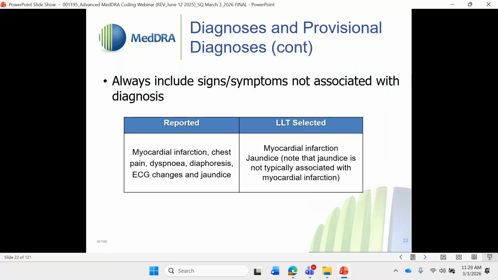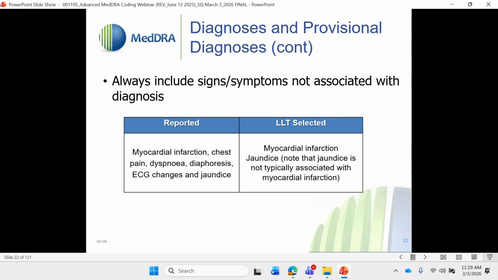Now, always include, remember I said the gold standard? For example, you have a diagnosis and you have a whole list of signs and symptoms. You have to code the sign and symptom that is not typically a gold standard sign and symptom of the diagnosis. For example, you have a report of a diagnosis of myocardial infarction. You have chest pain, dyspnea, diaphoresis, EKG changes, and jaundice, right?